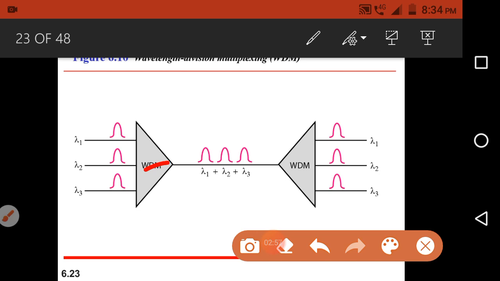Here lambda 1 is the wavelength, and there is a relationship between the wavelength and the intensity. If the wavelength is very high, the intensity is low. If the wavelength is very low, then the intensity of the optical signal is very high. So when you combine these signals of different wavelengths, the intensity of the light increases, and that is delivered to the receiver. The demultiplexer then separates the optical signal into its respective wavelengths and delivers them to the respective receiver devices. So that is wavelength division multiplexing.